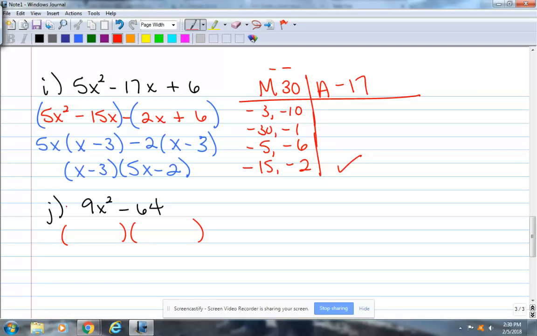What multiplies times itself to get 9x squared? 3x. Put them in the front. What multiplies times itself to get 64? That's 8. Put them in the back. Are all of those factored completely?